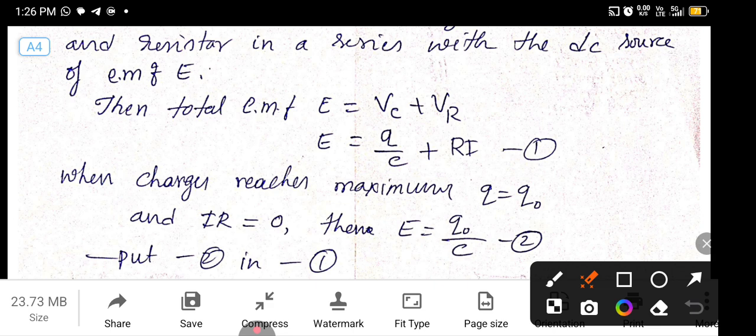When it charges, it reaches the maximum value Q equal to Q naught, then IR becomes 0, then E equal to Q naught by C. Then put this value in the equation, the value of E, in equation 1.